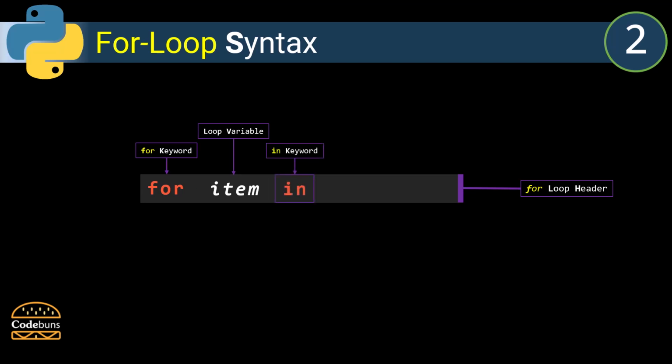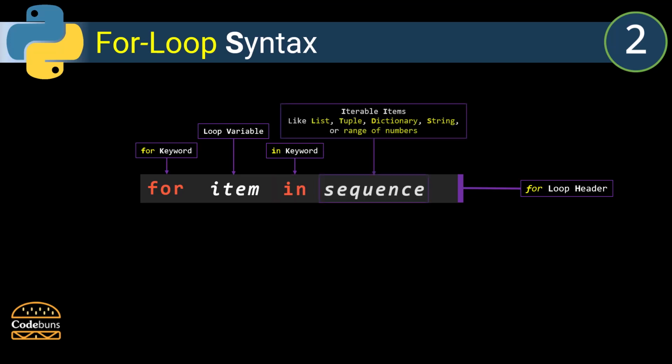Next is the in keyword. This in keyword is used to iterate over the sequence. You can also use in keyword to iterate over characters in a string. Now comes the sequence. It's an iterable item, a source of values over which you want to loop through. It can be a list, tuple, dictionary, string, or a range of numbers. At the end of line comes the colon character, which terminates the loop header. Now comes the for loop body.